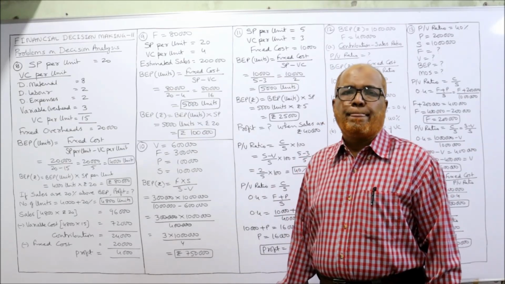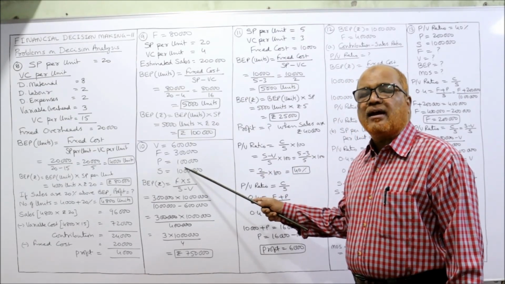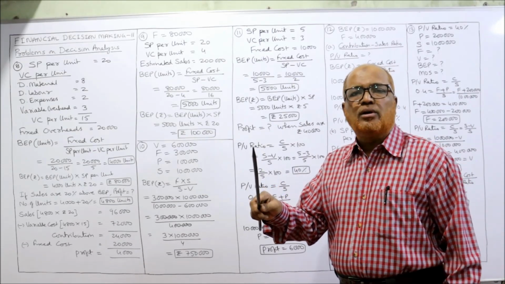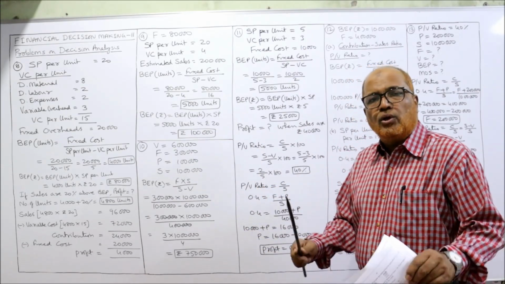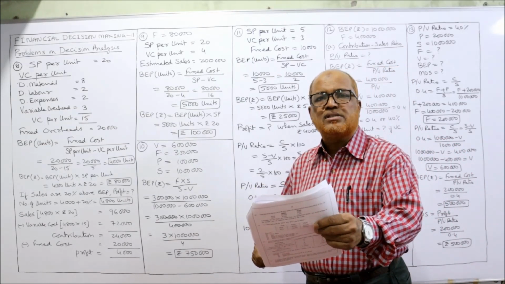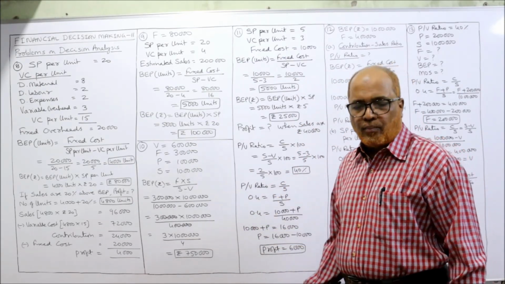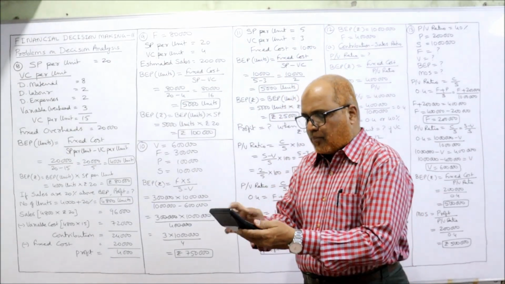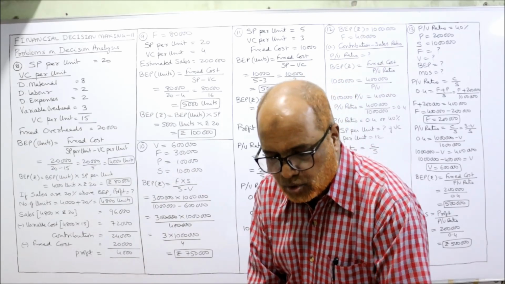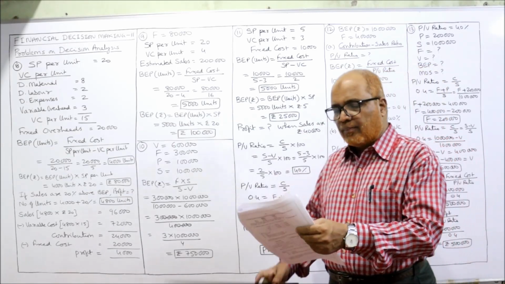Margin of safety is profit by PV ratio. The profit is given in the problem, 1 lakh. So 1 lakh divided by PV ratio 40%, that is 1 lakh divided by 0.4, you will get the margin of safety. So you do it yourself. I have calculated the BEP; you calculate PV ratio and MOS. PV ratio I told you is 40%, and MOS is 1 lakh divided by 0.4. 1 lakh divided by 0.4, you will get 2 lakh 50,000. So MOS is 2 lakh 50,000. That's all. Now come to the 11th problem.